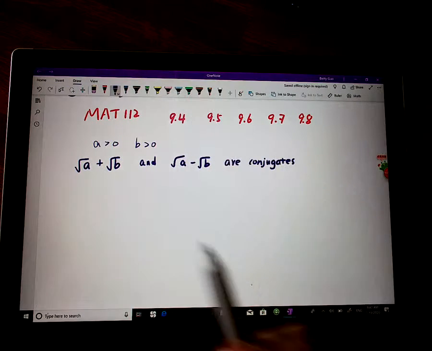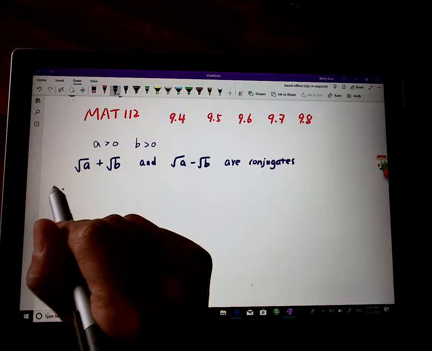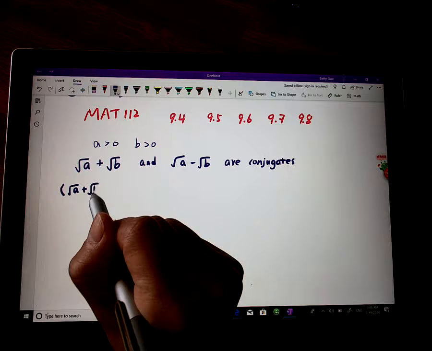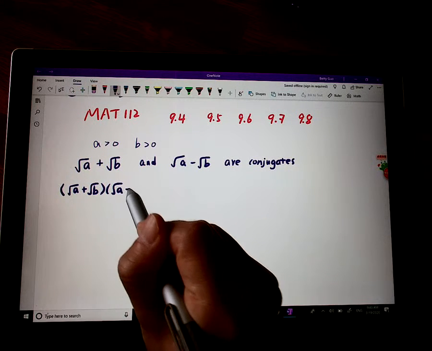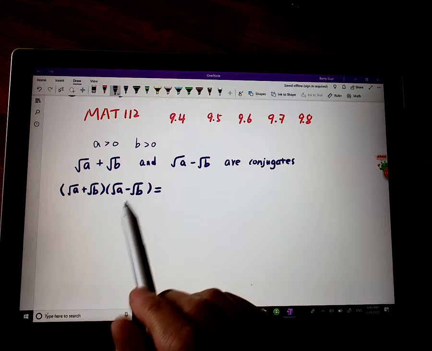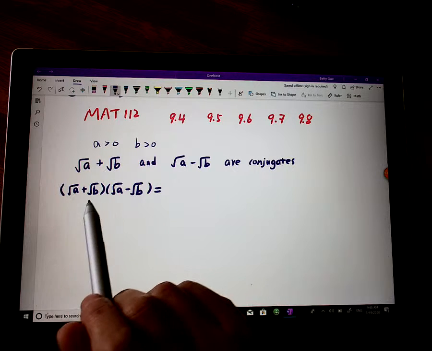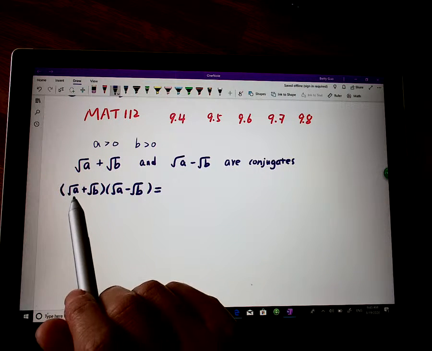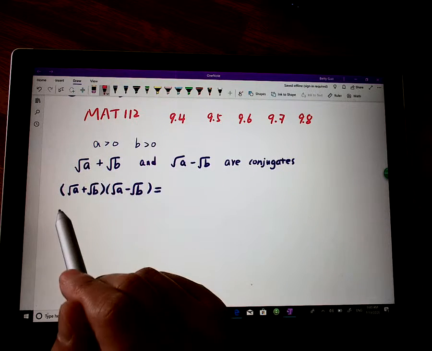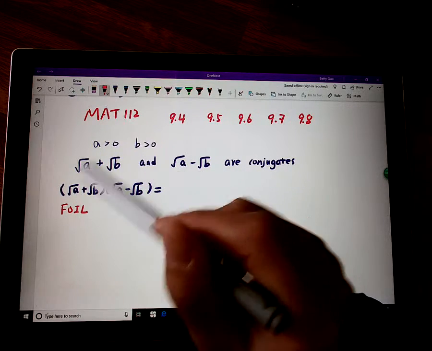So now I'm going to multiply two radical expressions. I want to see the product of root A plus root B and root A minus root B. And what technique can we apply in order to multiply the two expressions? We see two terms in the first parentheses, two terms in the second parentheses, right? So the technique we're going to apply is called FOIL, F-O-I-L. We have practiced that technique many times.